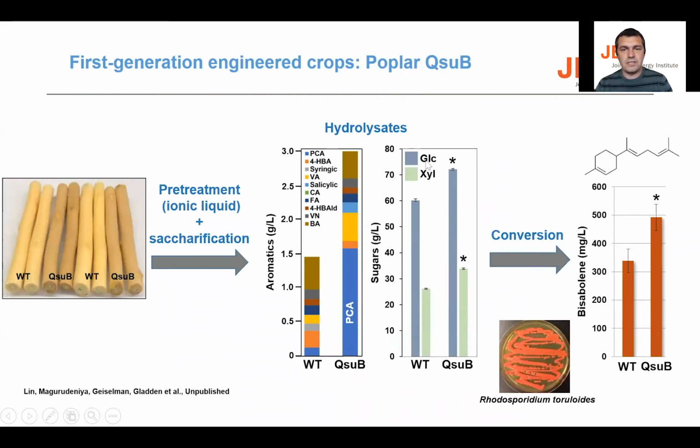And these hydrolysates were inoculated with a yeast strain, a red yeast, Rhodosporidium, which is engineered to produce bisabolene, which is a potential jet fuel. So it's a biofuel. And you see that in the case of QsuB hydrolysates, this engineered yeast produces more bisabolene.